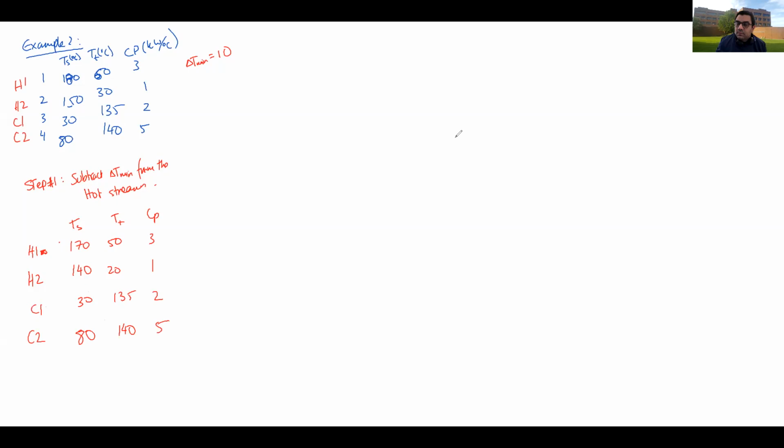Step number 2 is where I'm going to arrange my temperatures. Step number 2: arrange temperatures from highest to lowest, find my intervals, and calculate summation of CP hot minus CP cold. So let's start by arranging the temperatures.